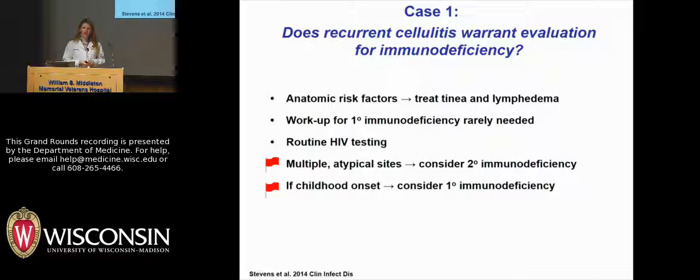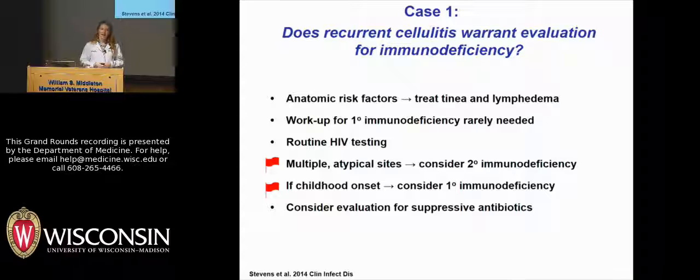Well, when should you consider a primary immunodeficiency? Most of the primary immunodeficiencies that result in recurrent cellulitis involve granulocyte abnormalities, and these patients develop recurrent infections very early in life. So if you're seeing a patient that has had recurrent infections beginning in childhood, it would be important to consider this. But for adults, generally there's not an underlying primary immunodeficiency.